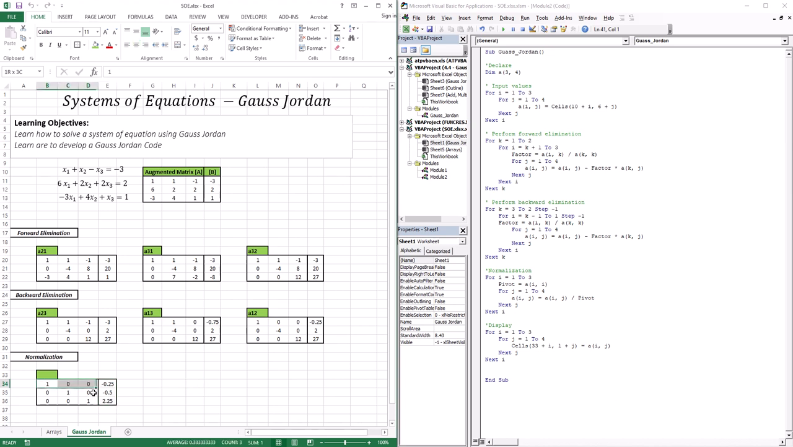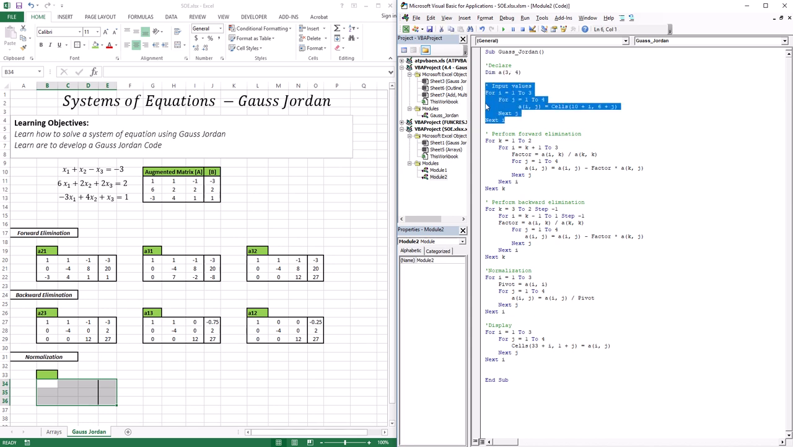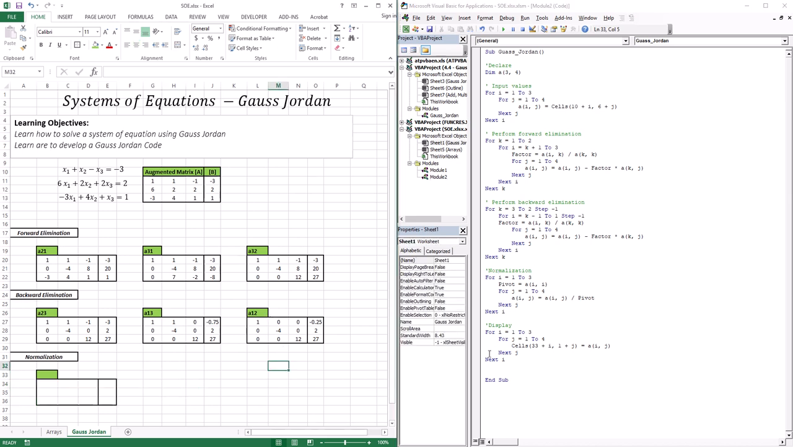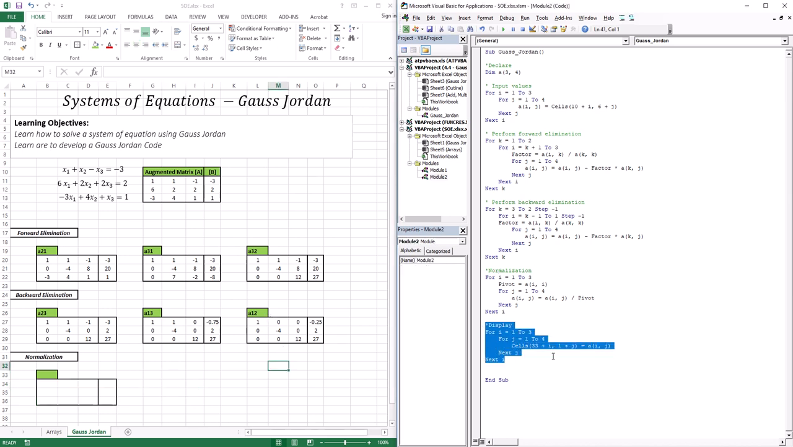Okay, so let's go ahead and delete this, and let's run the code. So what the code is going to do: we're going to create that 3 by 4 A matrix. We're going to input the values. We're going to go through the 3 processes in Gauss-Jordan: forward elimination, backward elimination, and normalization. After we normalize, we are going to display the entire matrix, the 3 by 4 matrix. And we know that the right-hand side, after forward elimination, backward elimination, and normalization, is going to be our solutions. So let me run the code.